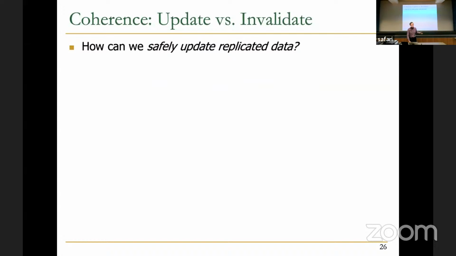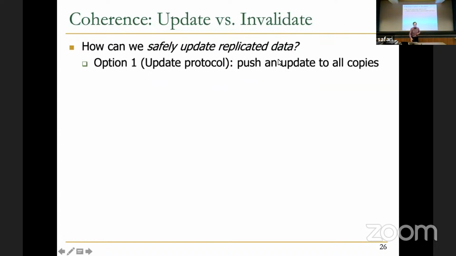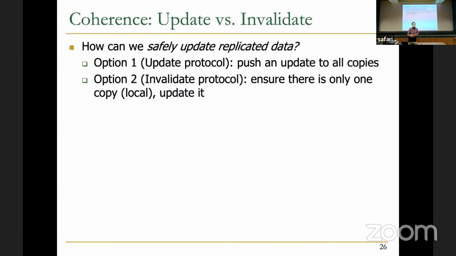Okay, so this is basically update versus invalidate. How can we safely update replicated data, right? So there are two protocols. One is the update protocol: push an update to all of the copies that you have in all caches. And the second one is invalidation, like we discussed earlier: ensure there's only one copy, local, and update that copy. Hopefully both make sense, right?